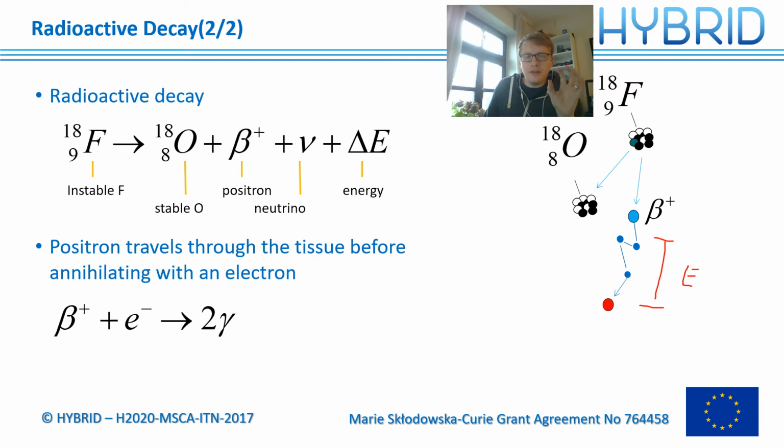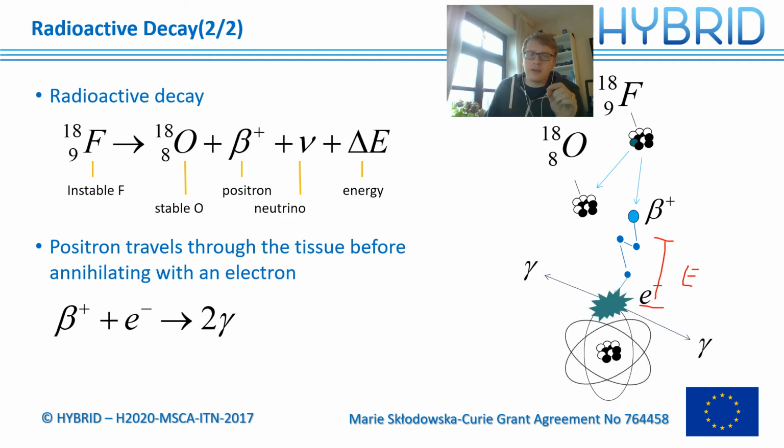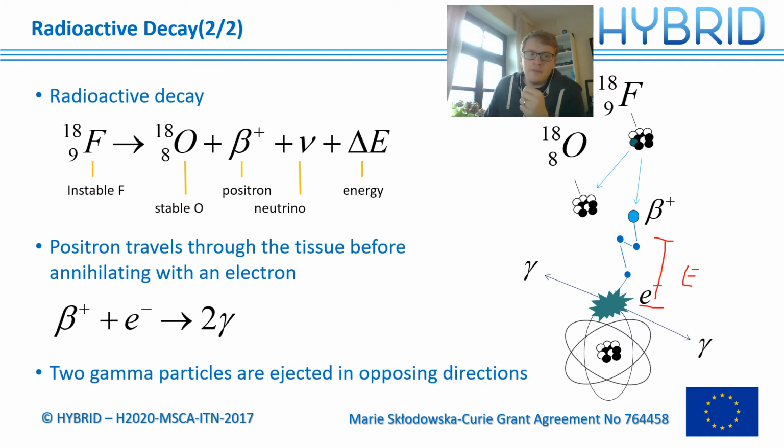But in the end, it will hit some electron, and then, as you know, this is antimatter with matter, the exact opposite part. So an electron and a positron will decay into pure energy. And this pure energy will produce 2 gamma particles. So the process is called annihilation. And if you hit this electron, the 2 gamma particles coming out will fly into opposite directions. So this is conservation of momentum, basically.